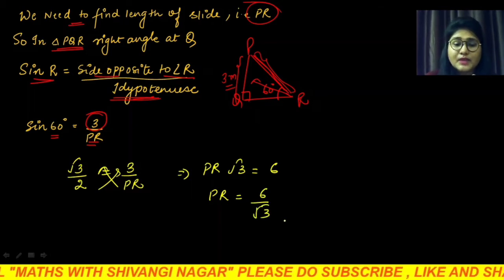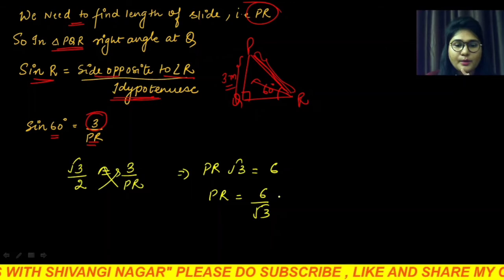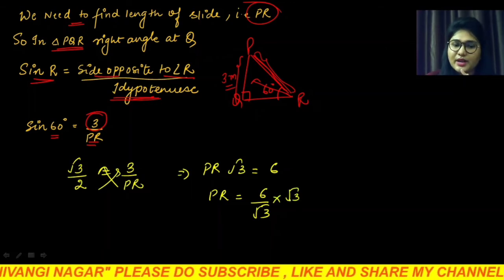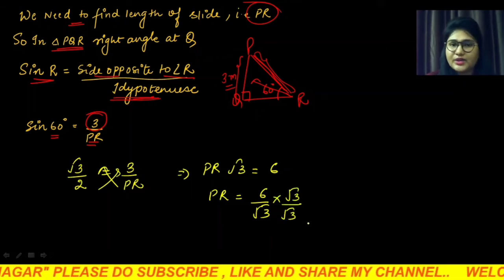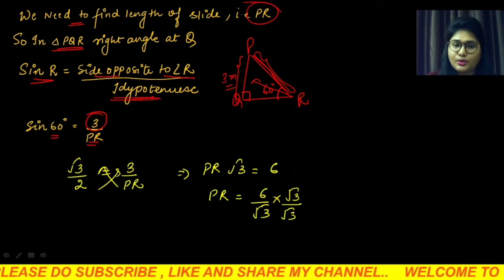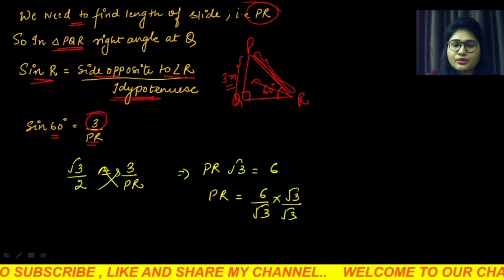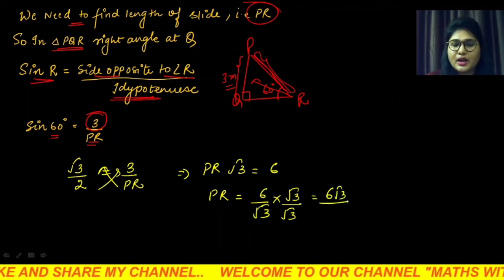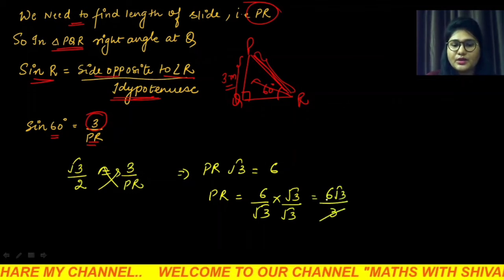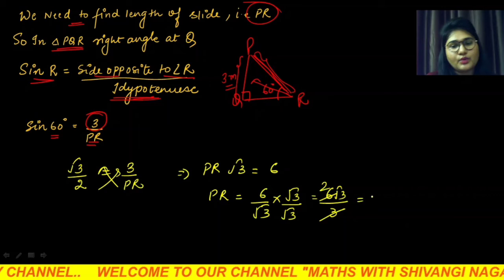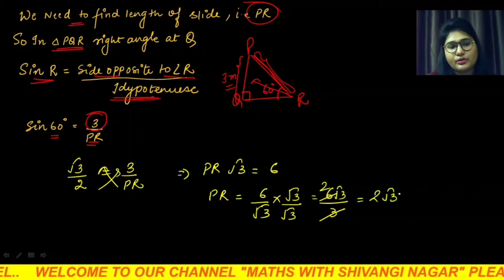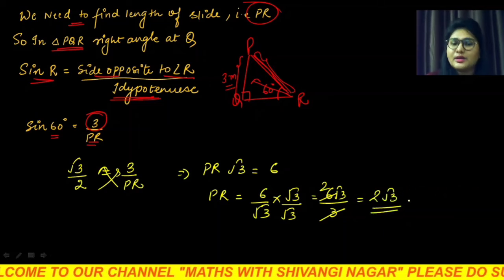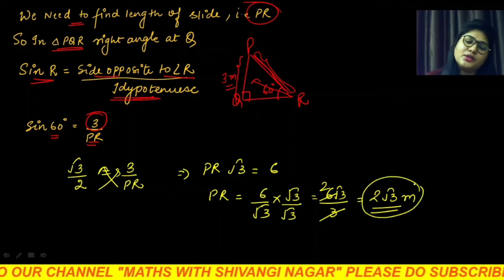Now there is an irrational quantity in the denominator, so what do we do? We just rationalize it by multiplying and dividing by its rationalizing factor, which is root 3. So root 3 into root 3 is 3. So 6 root 3 upon 3. Now this 3 cancels 6 two times. So what we are getting here is 2 root 3 meters as the answer.